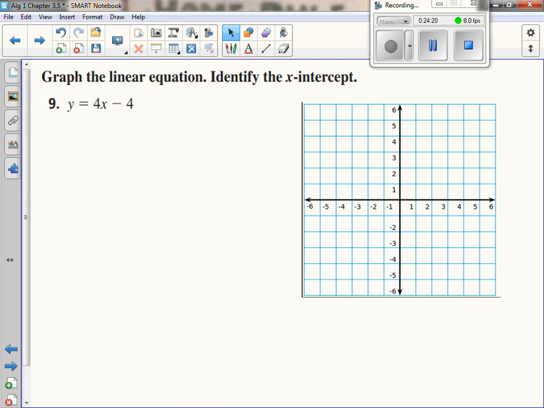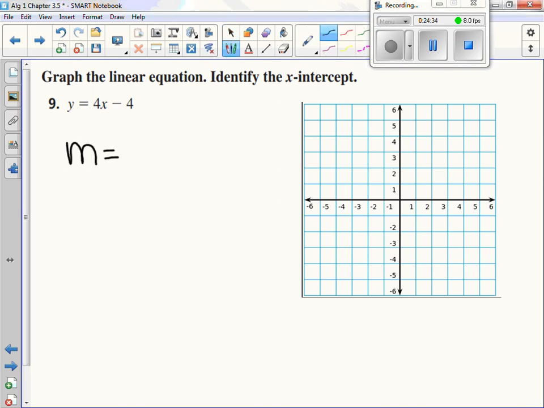Okay, let's look at this one here. Is this in y-intercept or slope-intercept form? Yes? It's in y equals mx plus b? So we're good. We don't have to do anything to this equation. It tells me the slope and the intercept. Well, what's the slope? And the y.